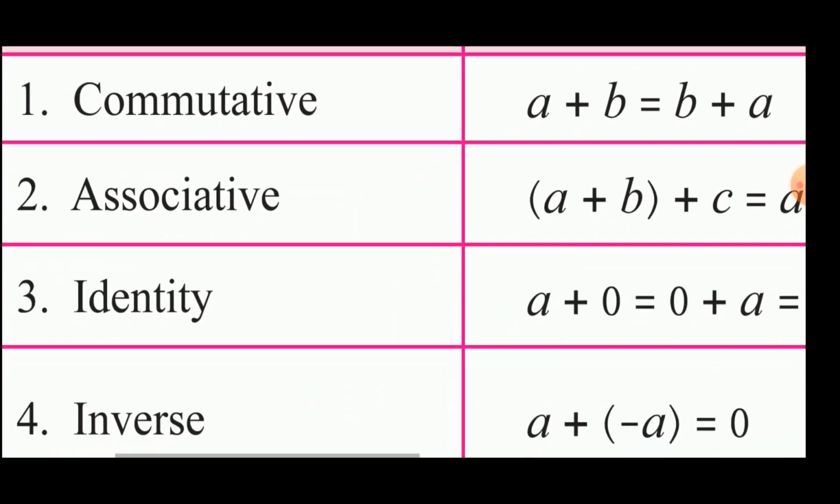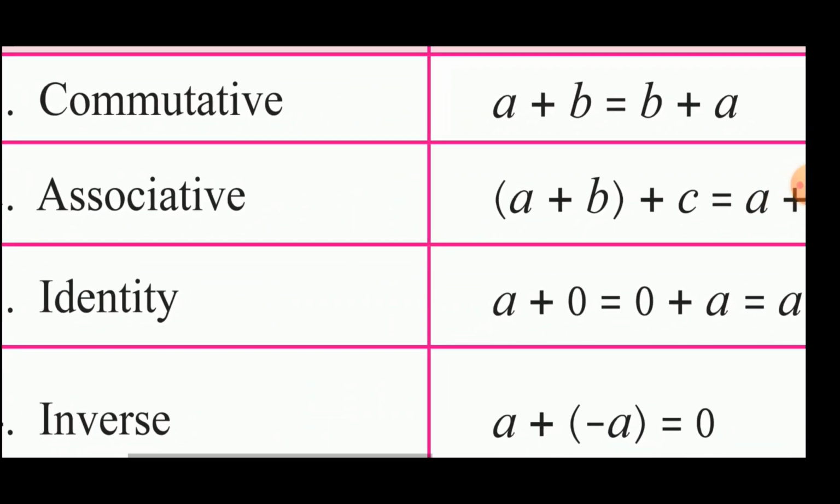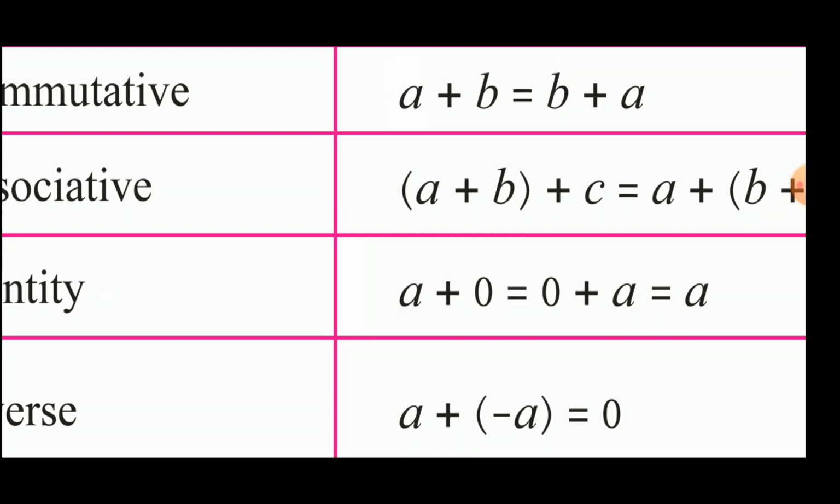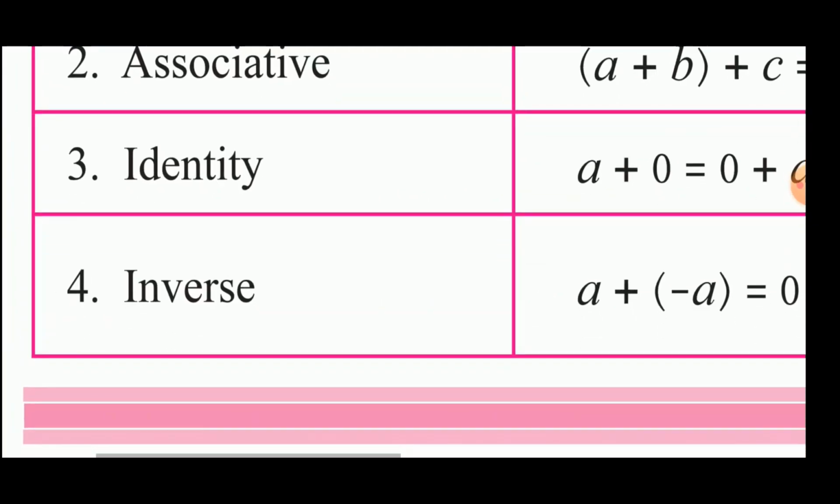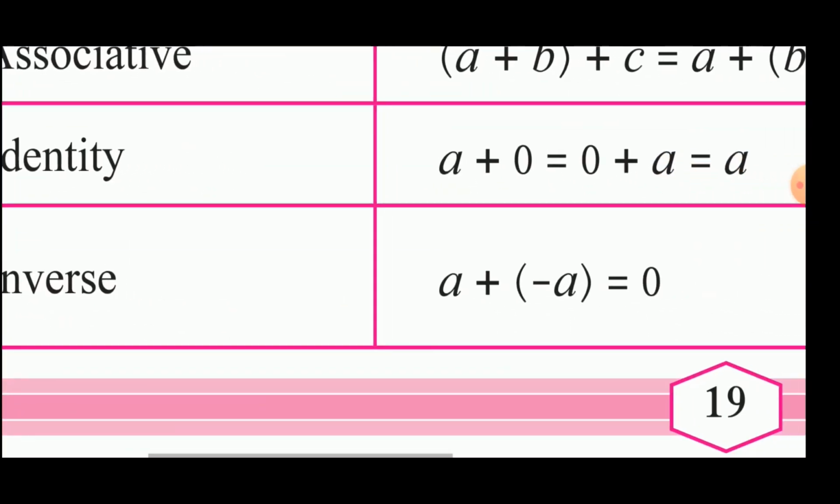The next, your third property, is of identity. Identity means here if 0 is added to any number, the sum remains the same. Means a plus 0 is equal to 0 plus a is equal to a. Then the inverse property is here. If a number and its opposite are added, then we get the sum equal to 0.